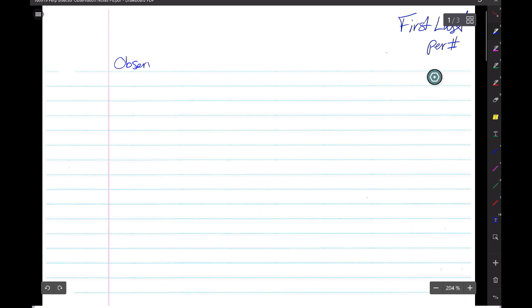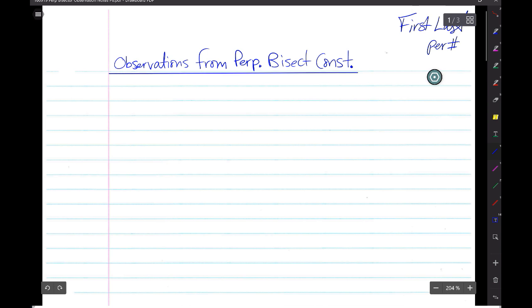Observations, and we're going to do a little abbreviating. PERP for perpendicular, bisect, and then CONST for construction. So we're going to title this paper Observations from the Perpendicular Bisect Construction.